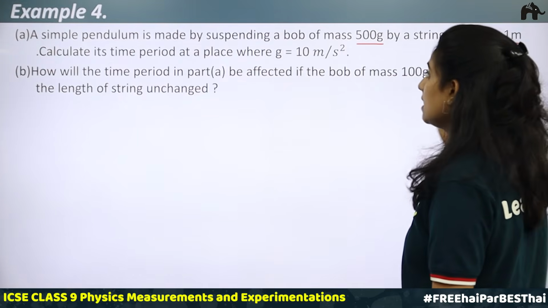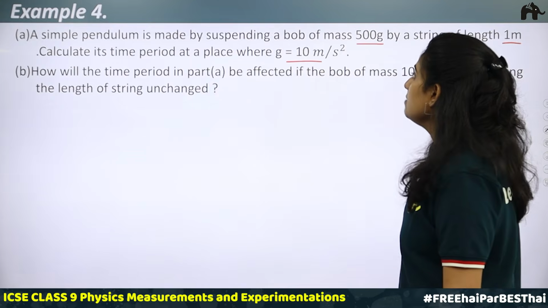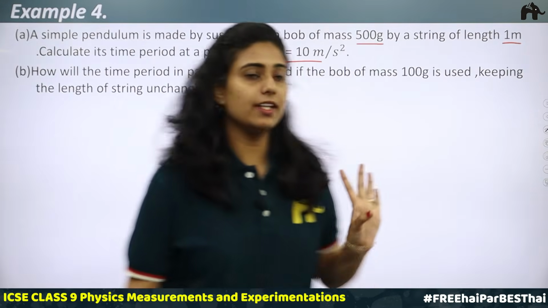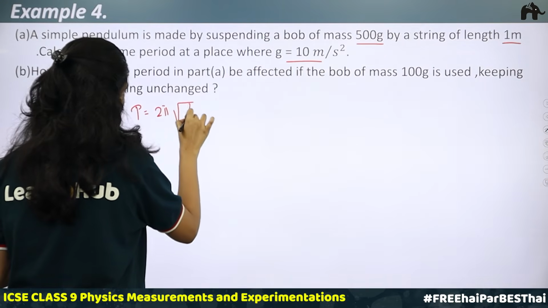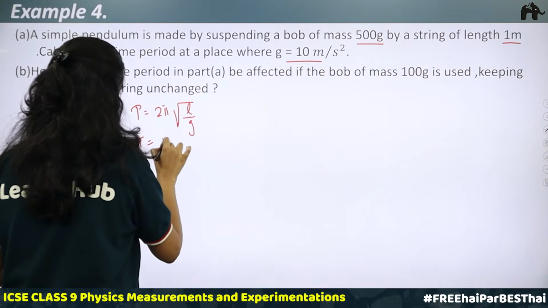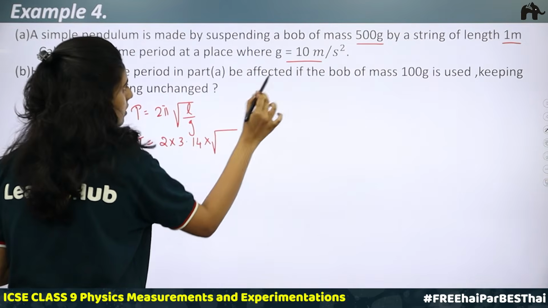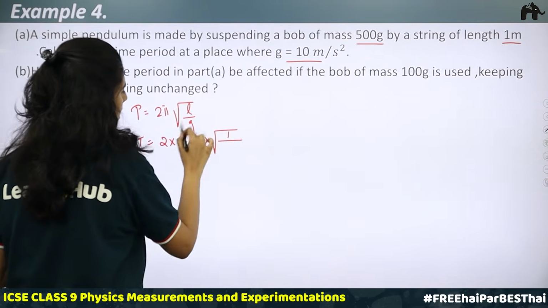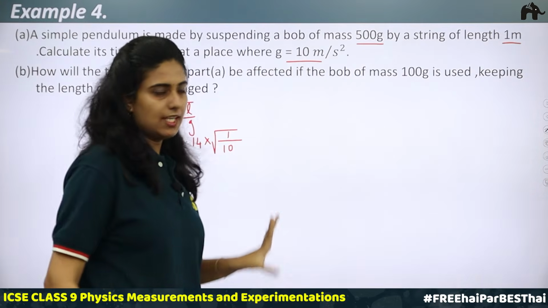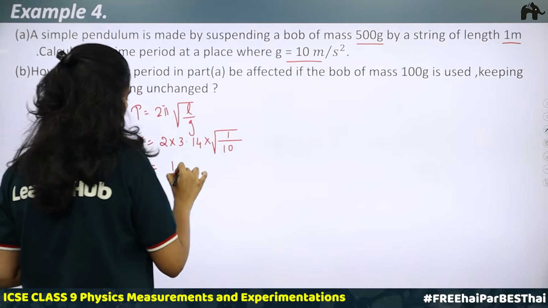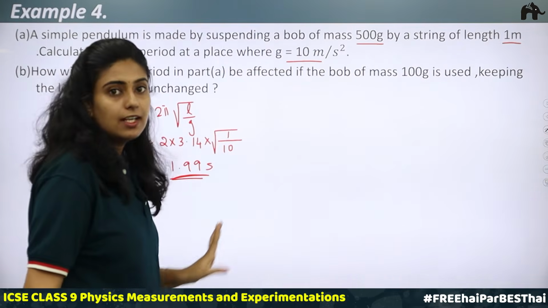length 1 meter. Calculate its time period at a place where G is equal to 10 meter per second square. How to calculate time period? T is equal to 2 pi root of L by G. T is equal to 2 into 3.14 into root of 1 divided by 10. G is given to be equal to 10 meter per second square. So when you do the calculation, you will be getting 1.99 seconds. Okay, so this is the time period.